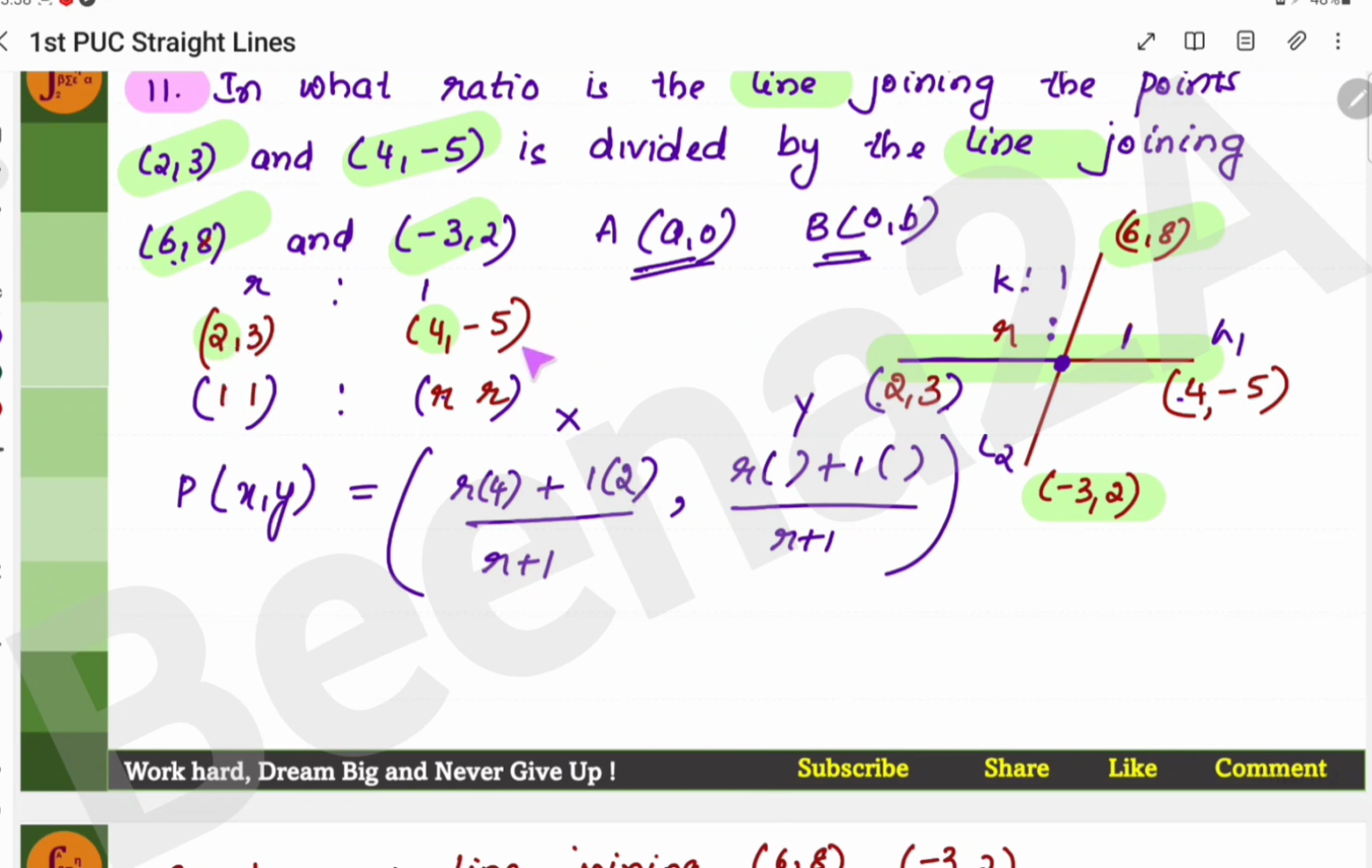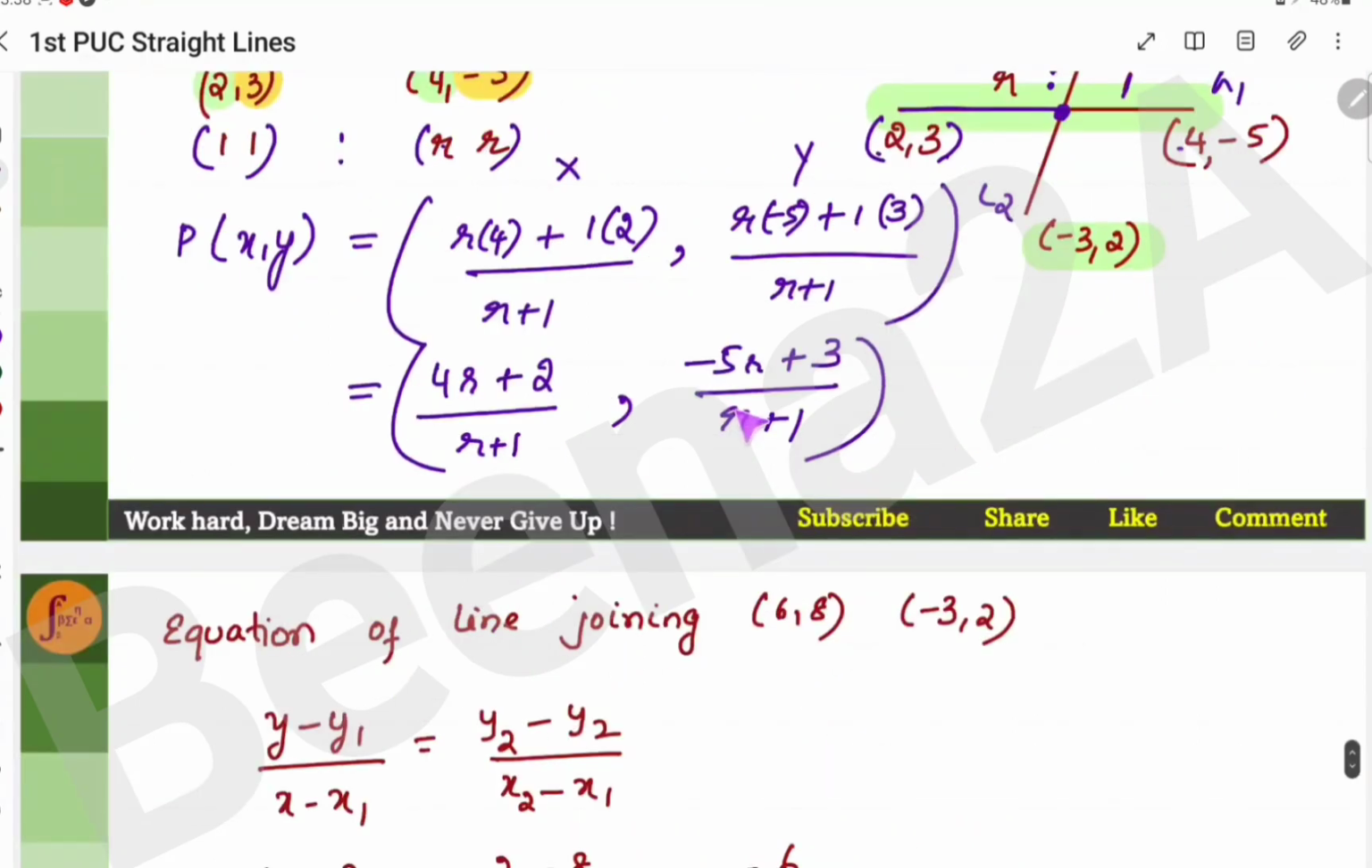Now come to y coordinate. What are the y coordinates? It's minus 5 and 3. Now near R you should have a y coordinate. What is it? Minus 5. And near 1 you should have a y coordinate, which is 3. Now you solve this. 4r plus 2 by r plus 1, minus 5r plus 3 by r plus 1. Now we have got the point.